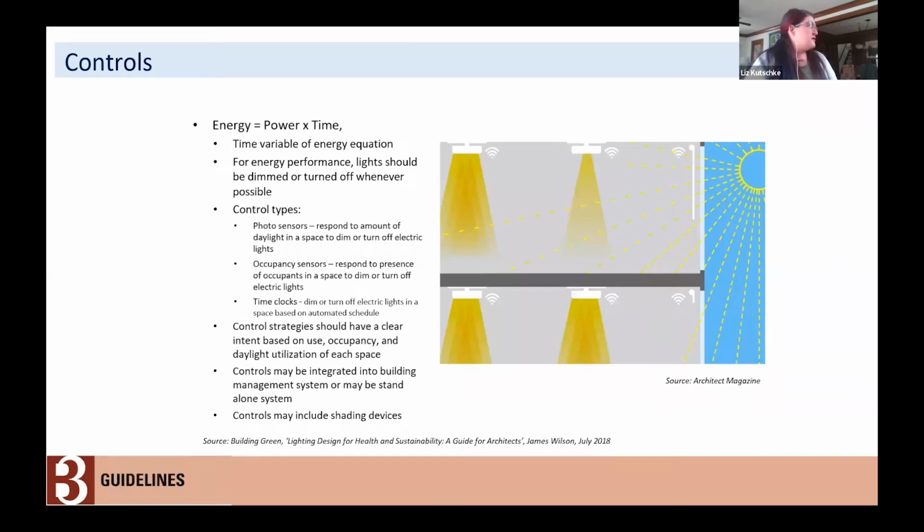One important part of the energy equation is controls. As we went over before, the light is different all the time. So control types are crucial to make sure that there's not energy being wasted when there's abundant daylight, and that when there's not daylight available, light levels are maintained for productivity and comfort. So things like photo sensors, occupancy sensors, and time clocks can be very effective control strategies for a comprehensive lighting and energy strategy.